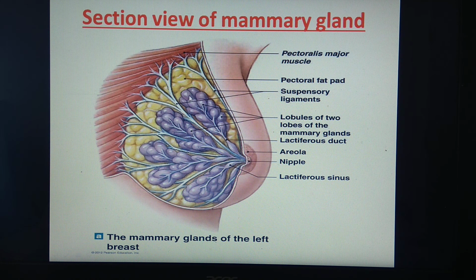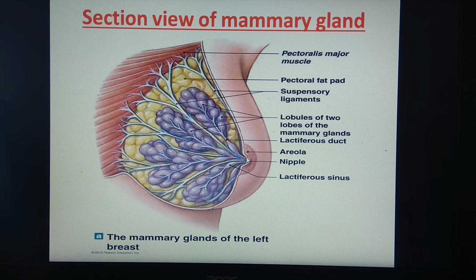So the function of the alveoli is to secrete milk. The milk stored in the alveoli passes through the ducts into the ampulla, and from the ampulla it goes to the lactiferous ducts, and from the lactiferous duct it is given out.